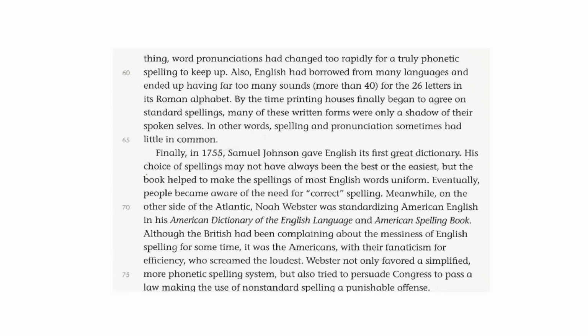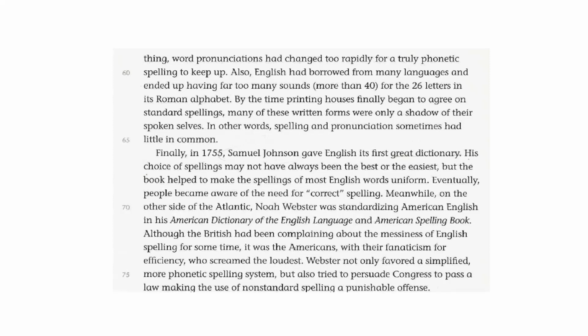Also, English had borrowed from many languages and ended up having far too many words, more than 40, for the 26 letters in its Roman alphabet. Yes, we have 26 letters. You know, A, B, C, D, E, F, G, H, I, J, K, sausage, G, right? We have 26.